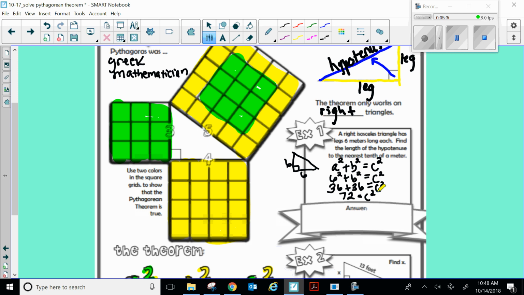But I want the length of the side. Only the length of the hypotenuse. I don't want the entire square. So I'm going to find the square root of 72 to find the length of the side. So the square root of 72 is approximately 8.5. So the length of my hypotenuse would be approximately 8.5 meters.